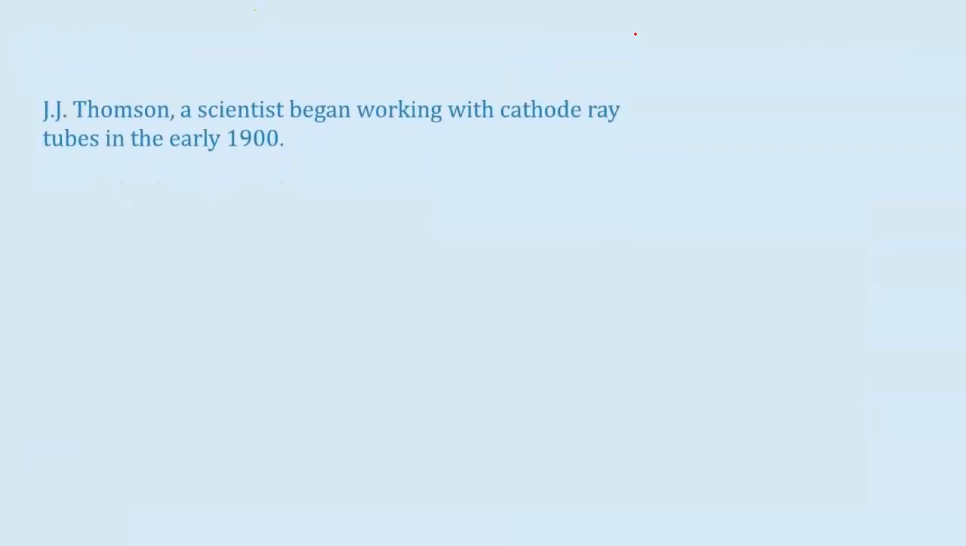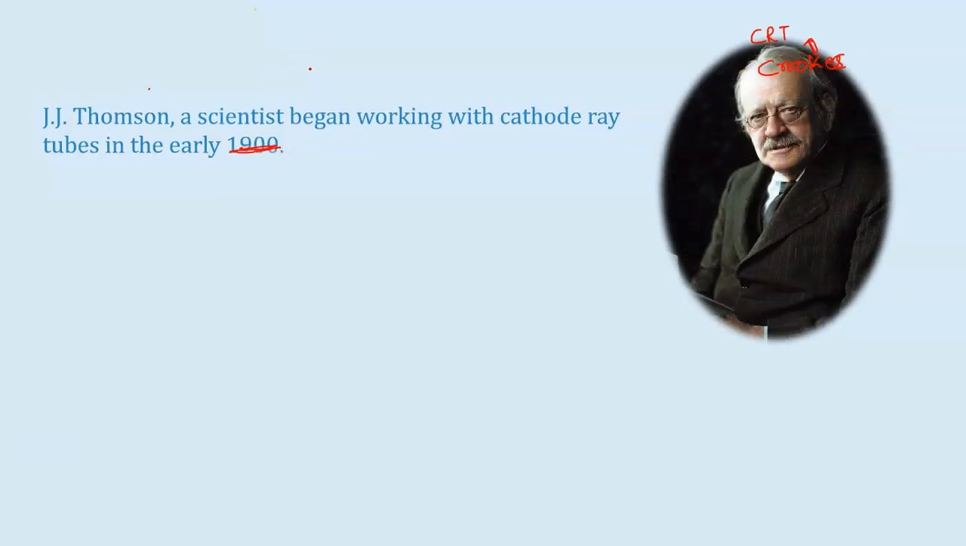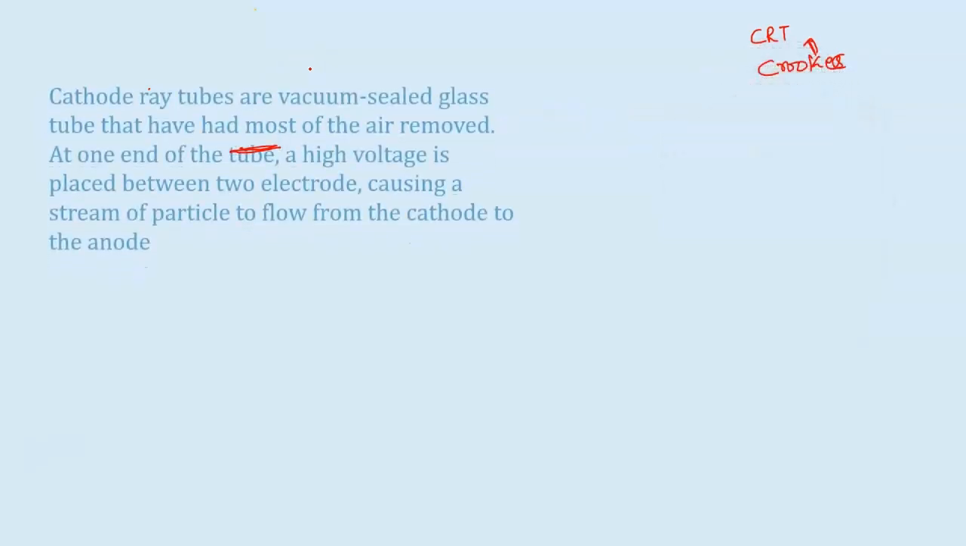J.J. Thomson was the scientist who discovered the electron. Earlier, we also know that there was a scientist called Crookes, who gave us the cathode ray tube. From there we will be discovering the electron. This work was given in the year 1900. So who was he? He was J.J. Thomson. So what did he give?